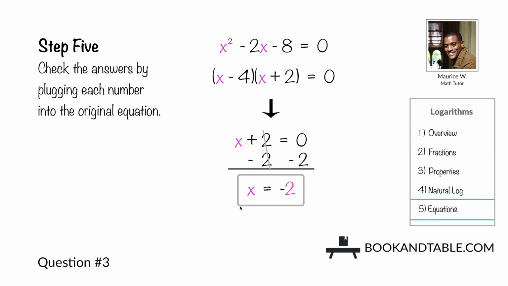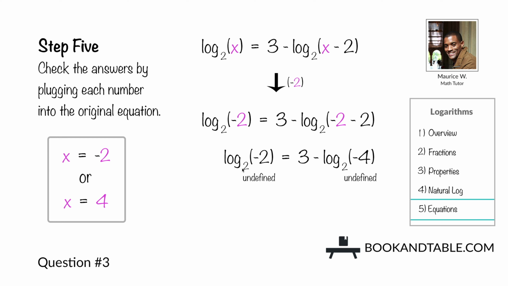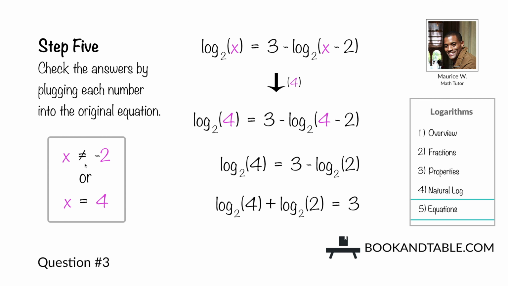So step 5, we check the answers by plugging each number into the original equation. So we'll start by testing negative 2. And when we plug negative 2 in for x here and here, that gives us log base 2 of negative 2. And this argument is negative, which is undefined. So that there lets us know that x is equal to negative 2 is not a value for x. This term over here, we have negative 2 minus 2, which would be negative 4. So this term would be undefined as well. So we find that x does not equal negative 2.